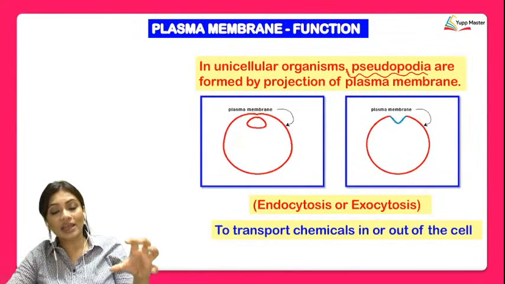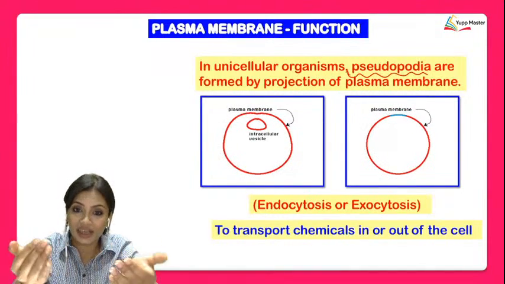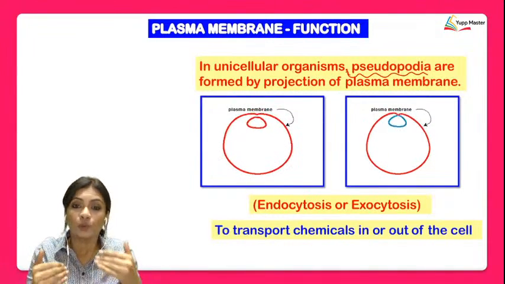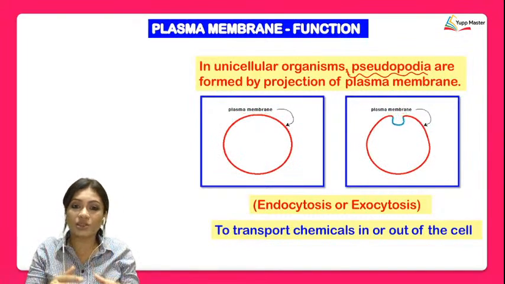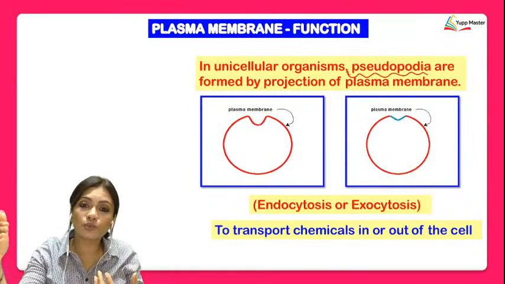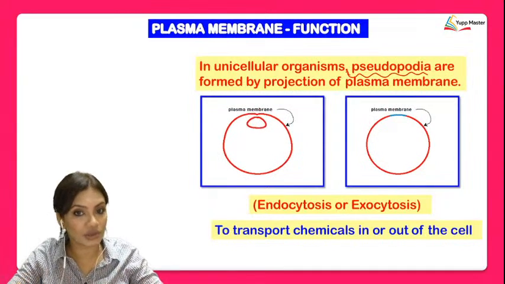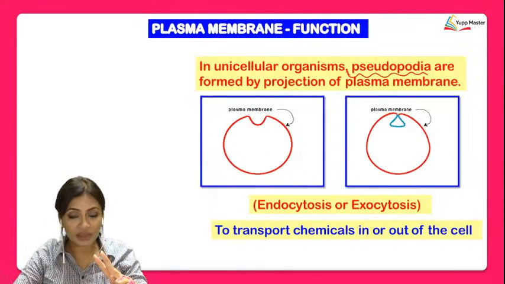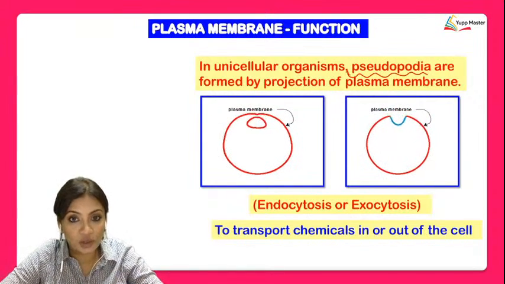So whenever the pseudopodia is formed in such a way that it can allow something to come in, we can call this process endocytosis. But when the pseudopodia is formed in such a way that it can allow substances to move out of the cell, then that process is called exocytosis. So you have two processes which a plasma membrane can do in a unicellular organism.